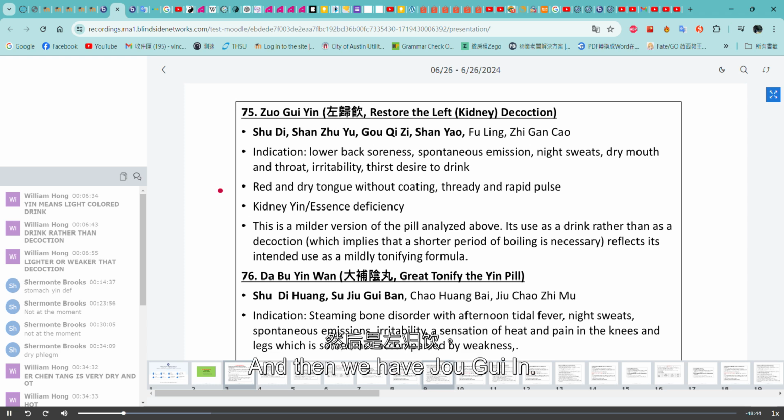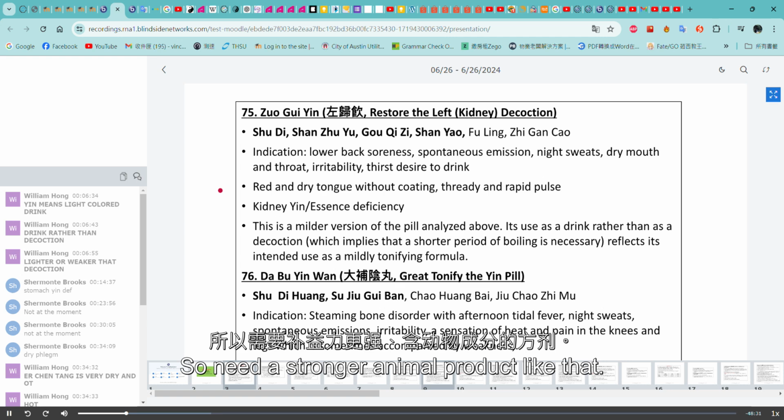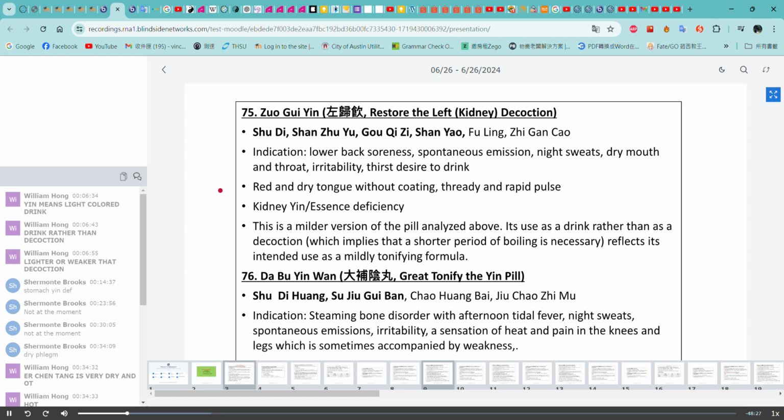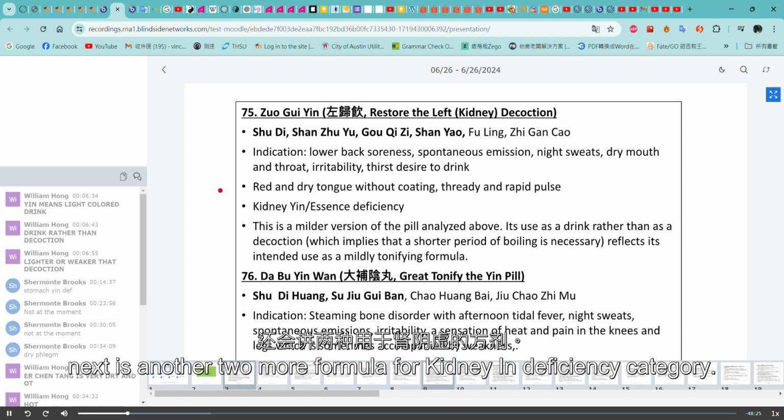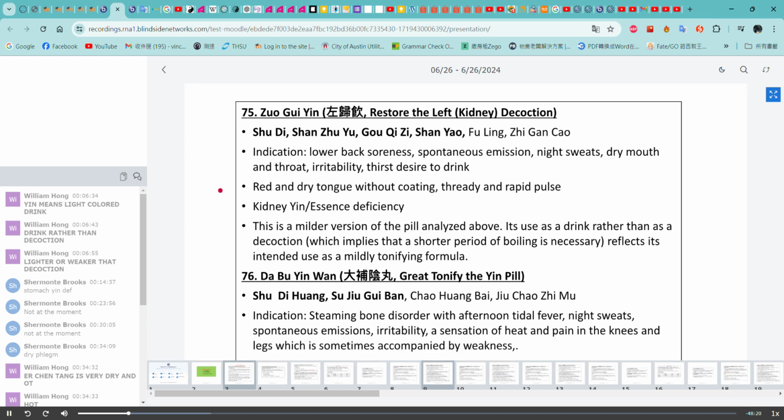And we have JOOC-V1, so that is more severe yin or essence deficiency. The essence is depleting, so we need a stronger animal product like that. And then next are two more formulas for the kidney insufficiency category.